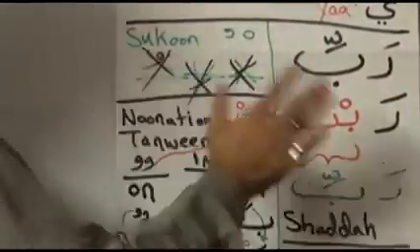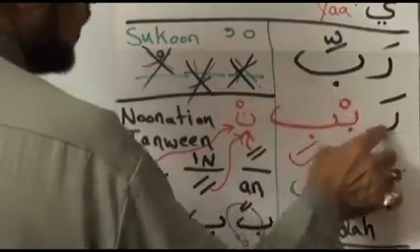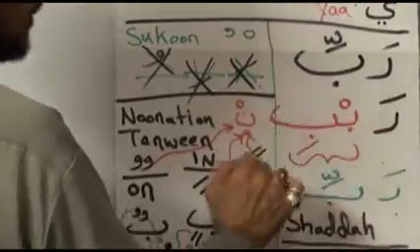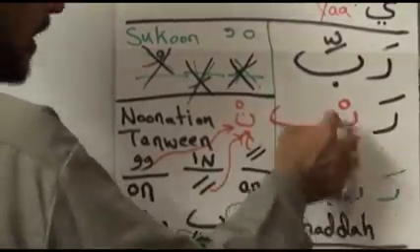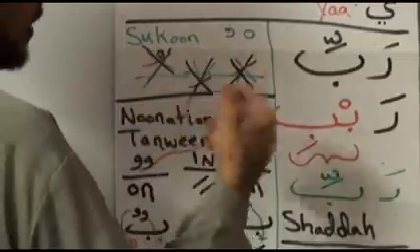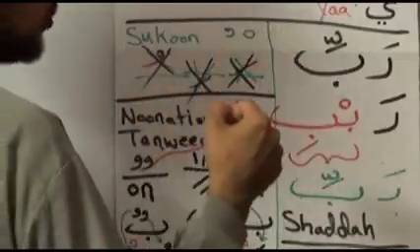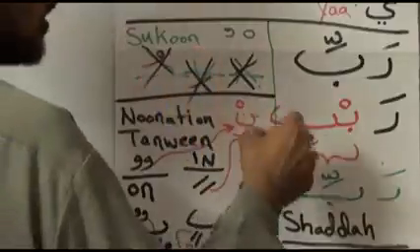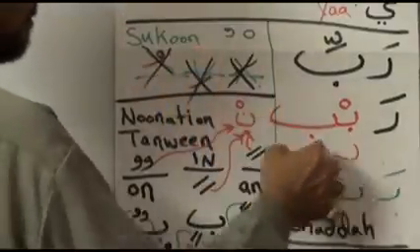Remember sukoon? No vowel, no a, no u, no e. So sukoon is no vowel sound. Rab, b, rab. There's an echo of the b. You are going to take that in tajweed in future. That's an echo sound. Rab, rab, rabbi.